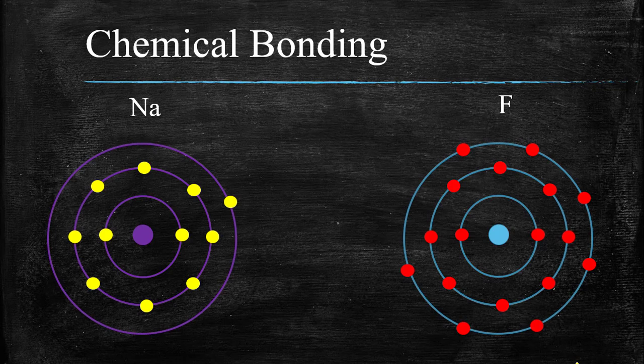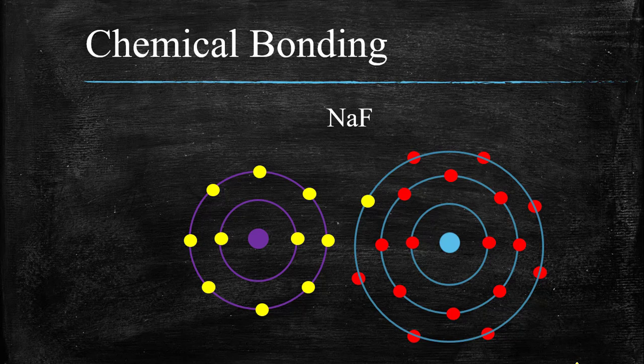Schematically, you can picture it this way. Here we have a sodium atom with 1 valence electron and a fluorine atom with 7 valence electrons. If the sodium loses 1 valence electron and the fluorine gains it, then the sodium ion will have 8 valence electrons and the fluoride ion will have 8 valence electrons. Because they are oppositely charged, they are attracted to each other, and they form the compound sodium fluoride.